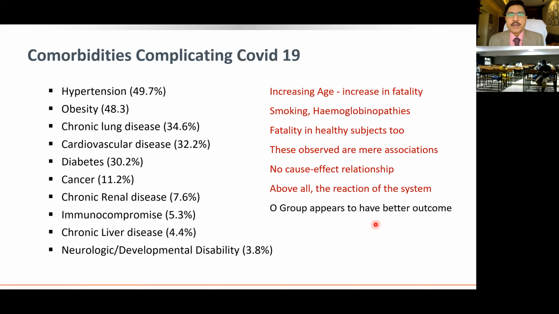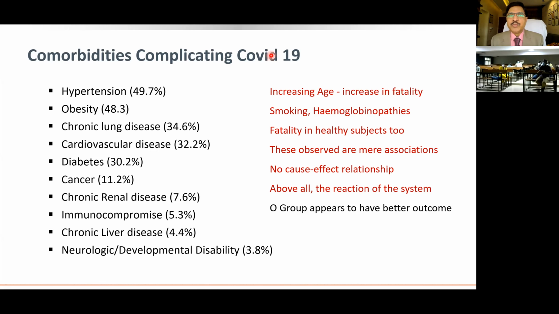So comorbidities we have already discussed: hypertension being the leader, obesity, lung disease, cardiovascular disease, diabetes, cancer, renal disease, immunocompromised patient, chronic liver disease, other neurological disease. Increasing age is an important parameter. Female sex is protective. Smoking, hemoglobinopathies, poor prognosis. Fatality in healthy subjects also we are seeing. Young individuals without any comorbidities are coming. One, because of happy hypoxia. Second thing is they don't care about the symptoms in the first week. They only detect the disease in the second or third week, when the disease is worsening.